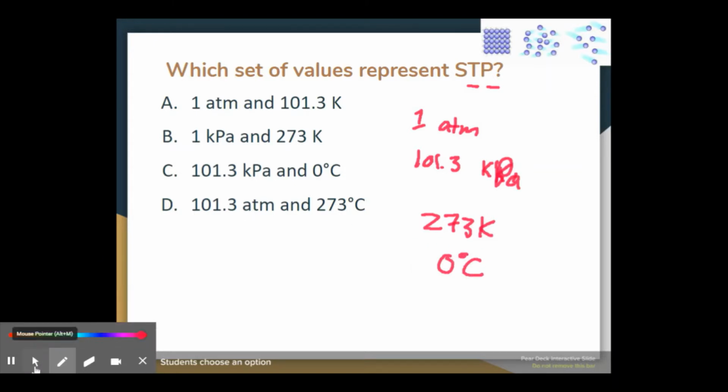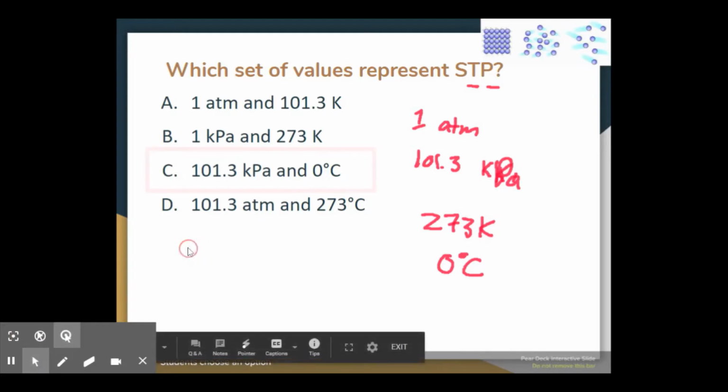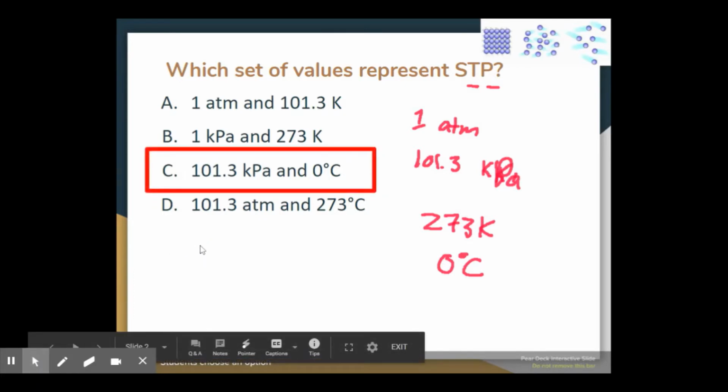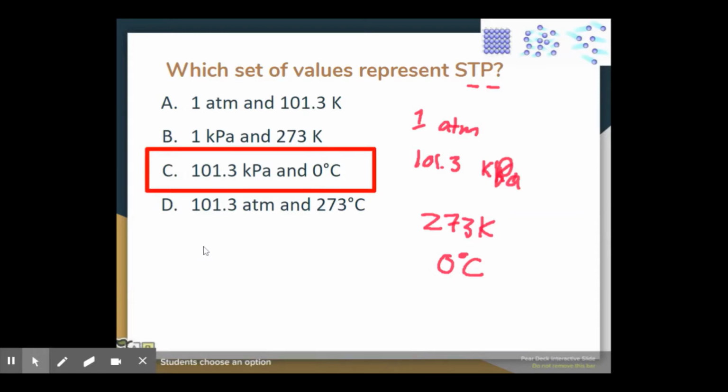So now that we know what those values are, we can look at our answer choices and see that the correct answer for this case would be C. Remember, you don't have to memorize these values, although it helps to know them. But remember, they are definitely on the front page of your reference table in table A.